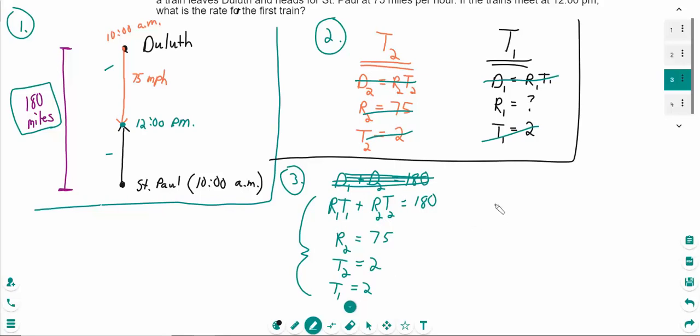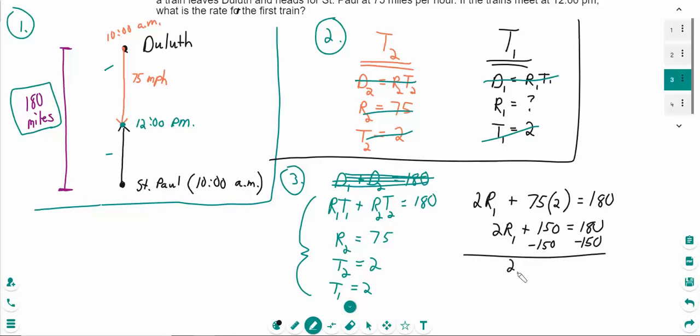So now we can go ahead and solve this. So the R sub 1, we don't know what that is. That's the unknown. T sub 1, we know that T sub 1 is a 2. So I'm going to write that out in front. R sub 2 is 75 times T sub 2, which is 2, equals 180. So then we have 2r sub 1 plus 75 times 2 is 150 equals 180. I can subtract the 150 from both sides. And then I'm going to get 2r sub 1 is equal to 30. Okay. And then I can divide both sides by 2. And r sub 1 then is going to be equal to 15.